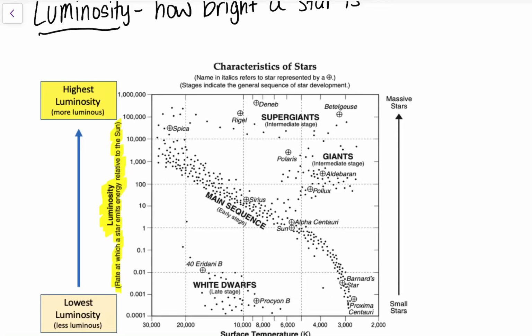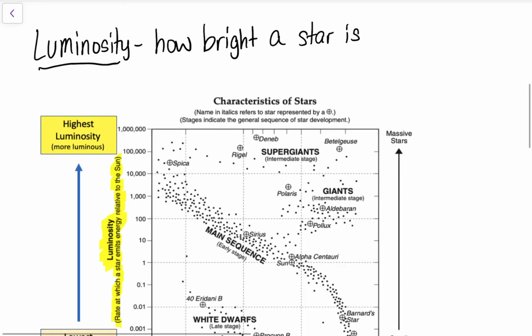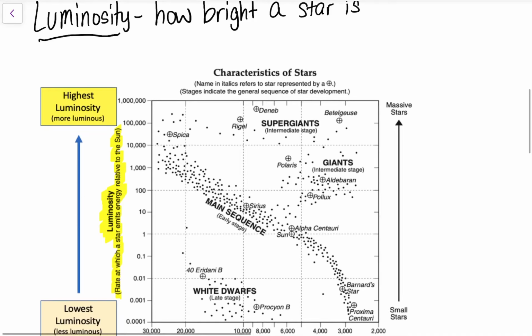On our diagram, it says luminosity is the rate at which a star emits energy relative to the sun. In other words, luminosity is a measure of how bright a star is. How bright a star is compared to our sun. So, a high value for luminosity means the star is very bright. A low value for luminosity, maybe if it's a decimal like you see here at the bottom of the diagram, these values mean a star is dimmer or not as bright as our sun.